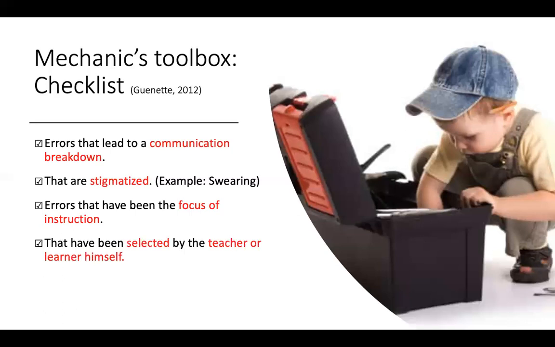Then, focus on errors that have been selected by the teacher or learner himself. If you start using a portfolio approach, you can ask the students to pick one of their mistakes that they want to focus on. Giving students ownership over their learning is powerful and makes them more invested. If they make mistakes with a form they've selected themselves, then you need to go back and scaffold their understanding or draw their attention to what might be a careless mistake.